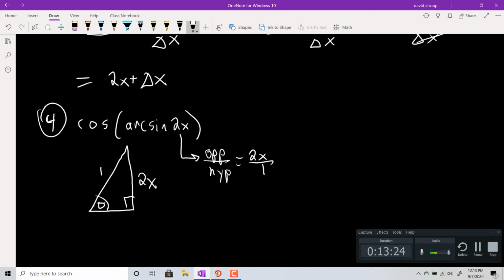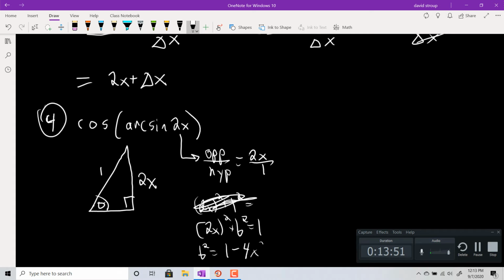Then you use Pythagorean Theorem, right? So you go 2x squared plus 1 squared equals the third side squared, the hypotenuse squared. Whoops, did I do that wrong? Yeah, sorry. So it's 2x squared plus b squared equals 1 squared. And then solving for b squared equals 1 minus 2x squared, which is 4x squared. And then just take the square root of both sides for the answer there. So it's going to end up being b equals square root of 1 minus 4x squared. Okay, so that's the third side.